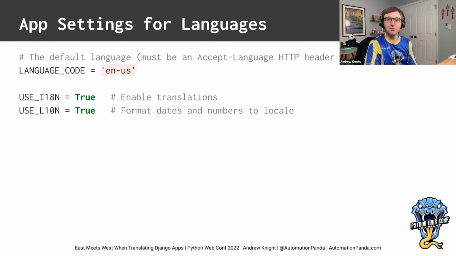Also, we need to enable internationalization and localization. So there are these two additional settings, USE_I18N and USE_L10N, and we want to explicitly set them to true. I18N is what enables translations to happen. L10N is what enables the formatting of dates and numbers to the specified locale. Small little thing, if you're not doing any internationalization or localization, you can set these to false to get a very, very small performance boost in Django. It just kind of skips that step. It's not really significant, but you could turn it off.